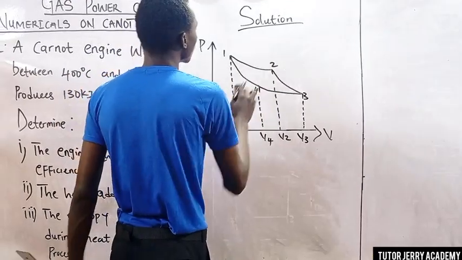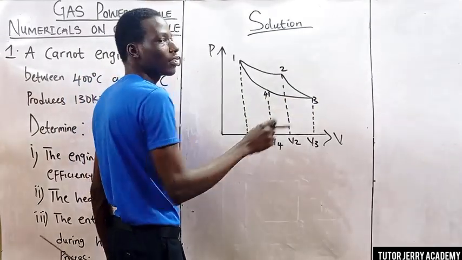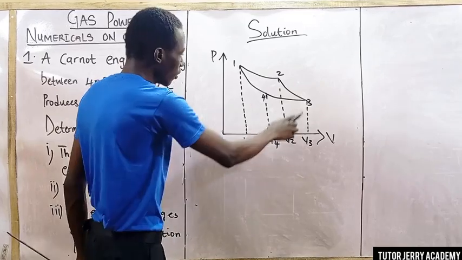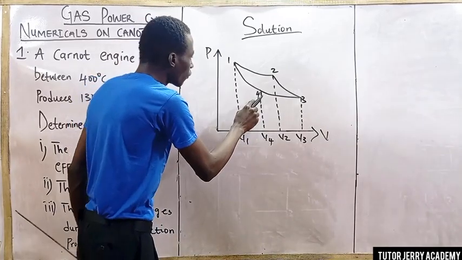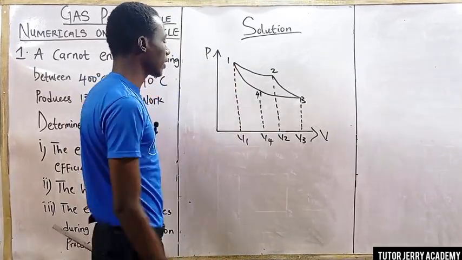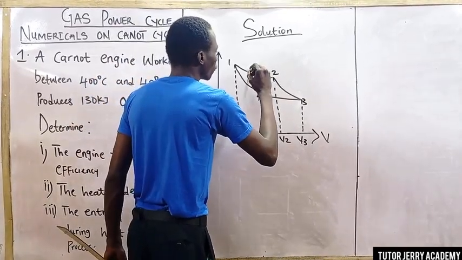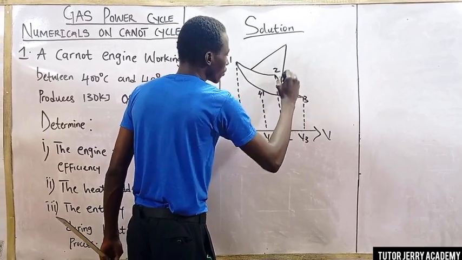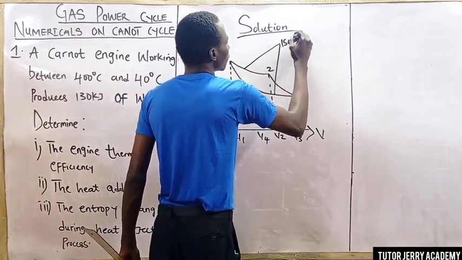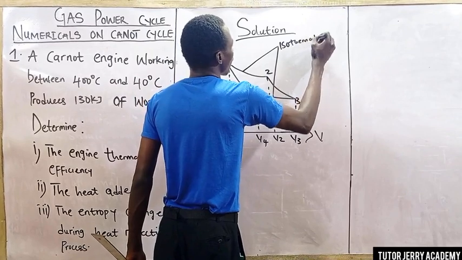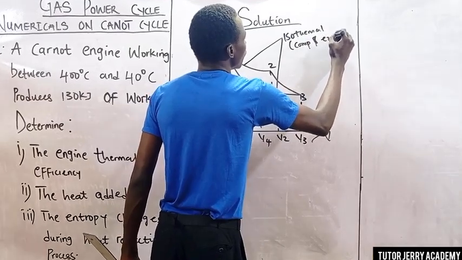Now from stage 1 to 2, what do we have? We have isothermal expansion. From stage 2 to 3, we have adiabatic expansion. From 3 to 4, we have isothermal compression. And from 4 to 1, we have adiabatic compression. Now it means that for stage 1 to 2 and for stage 3 to 4, what I have is isothermal expansion and compression.